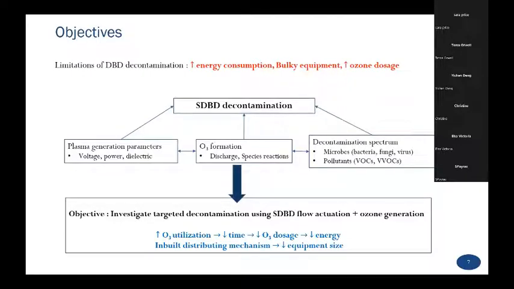In addition, if we are able to achieve targeted decontamination, we can have an inbuilt mechanism for distributing the ozone generated inside the equipment, the ozone generator itself, without having to add an external distributing agent. This will lead to reducing equipment size. Now, these 2 factors will in turn help in overcoming the limitations of high energy consumption and bulky equipment, and even lower ozone dosage requirements.